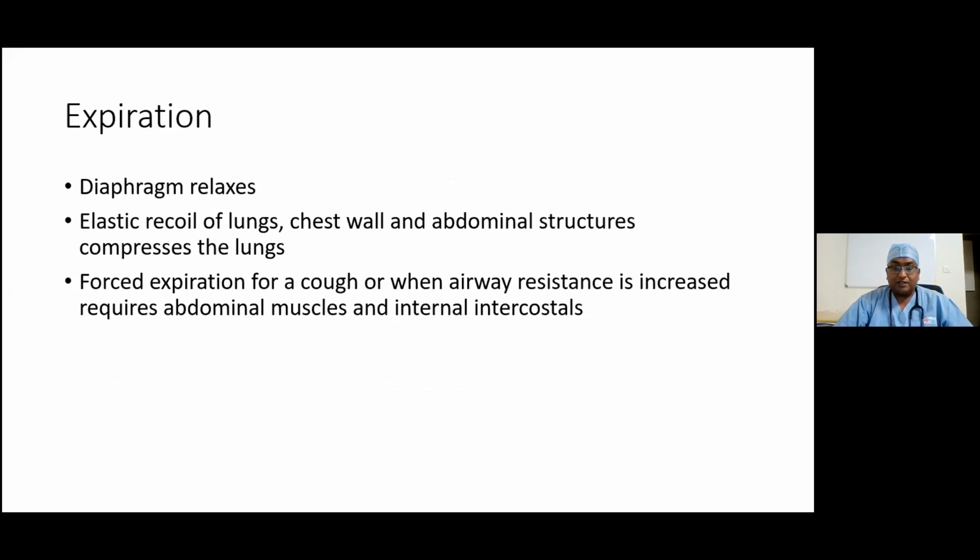Now we come to what happens during expiration. Expiration is usually because of recoil. The diaphragm relaxes. The elastic recoil of lung, chest wall, and abdominal structures compress the lung. Forced expiration for a cough or when airway resistance is increased requires abdominal muscles and internal intercostals also.